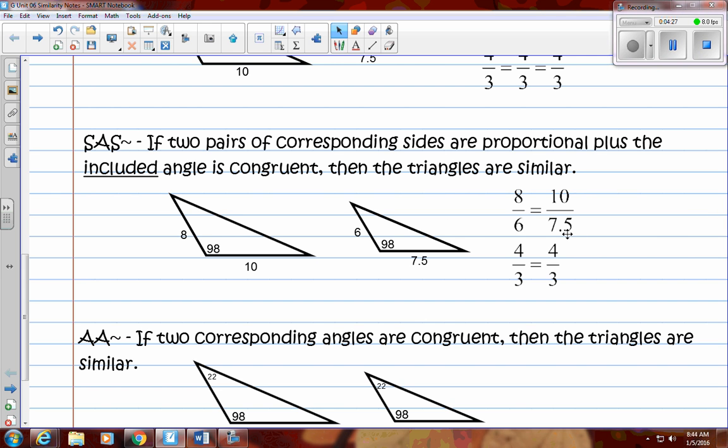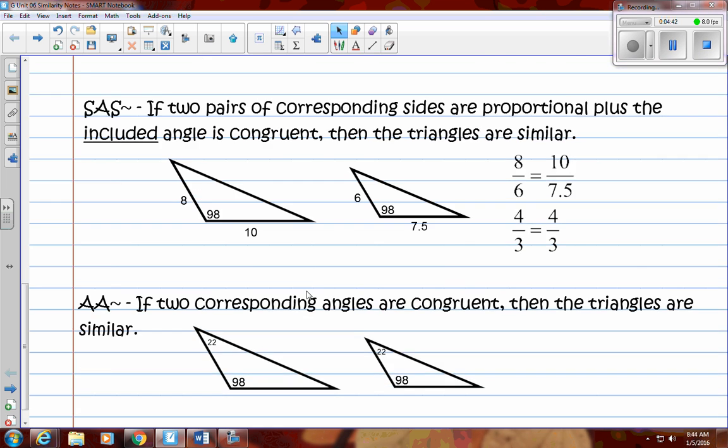So I set up my fractions and I compare them, and again I get 4/3 equals 4/3, plus the included angle needs to be congruent. So then these two triangles would be similar by side angle side similarity.